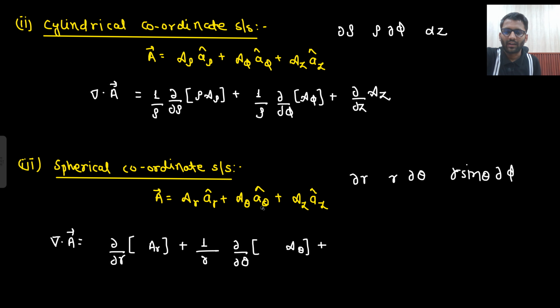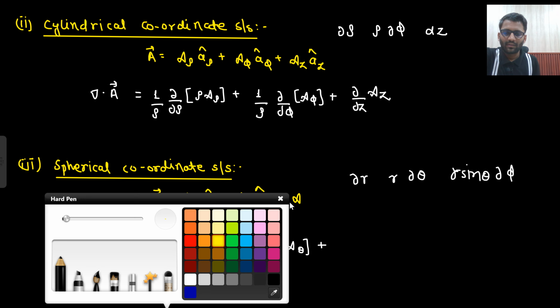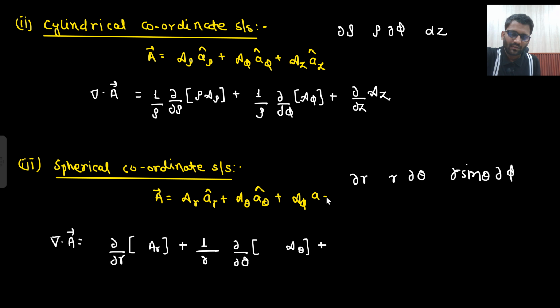And what I am doing here is r comma theta comma phi. Really sorry, this was a phi actually, right? R comma theta comma phi, A r, A theta, A phi. Okay. So what you are going to get? 1 by r sin theta, d by d phi, A phi.